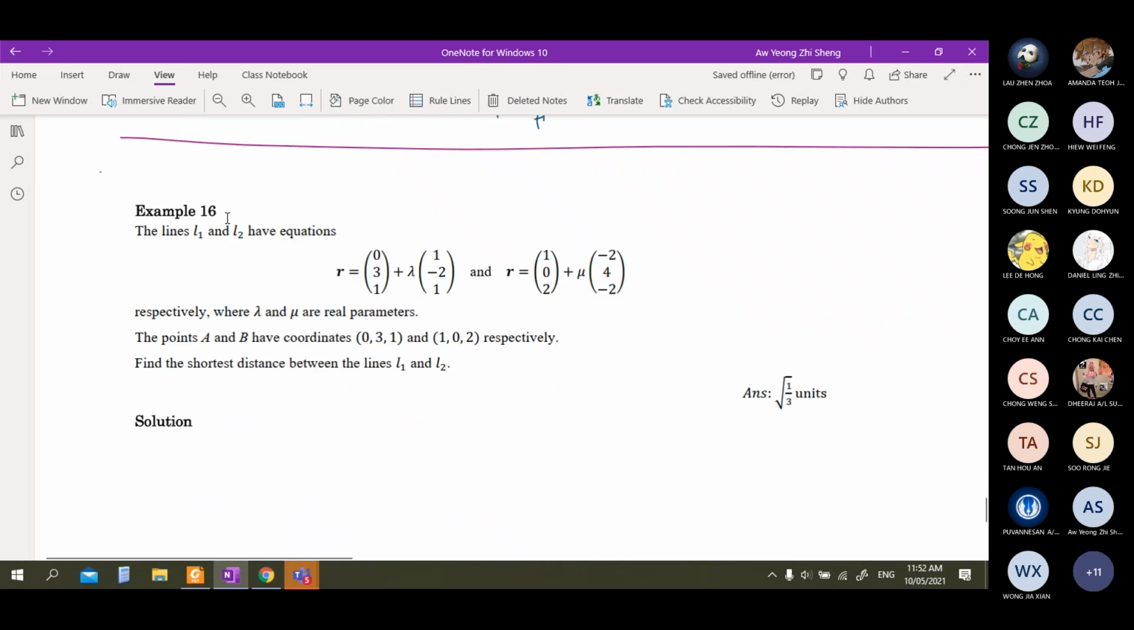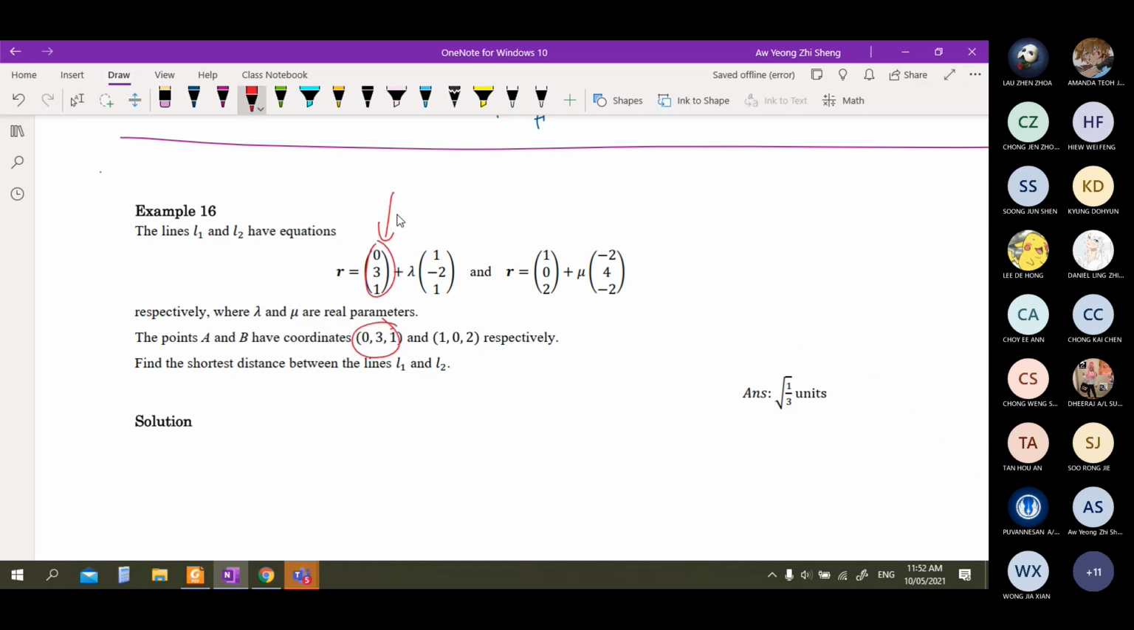Example 16, you are given two lines with the equations. Point A and point B have coordinates 0, 3, 1 and 1, 0, 2, and they expect you to be able to observe that 0, 3, 1 appears here. So this means this is actually point A, and this is actually point B. Find the shortest distance between the lines L1 and L2.